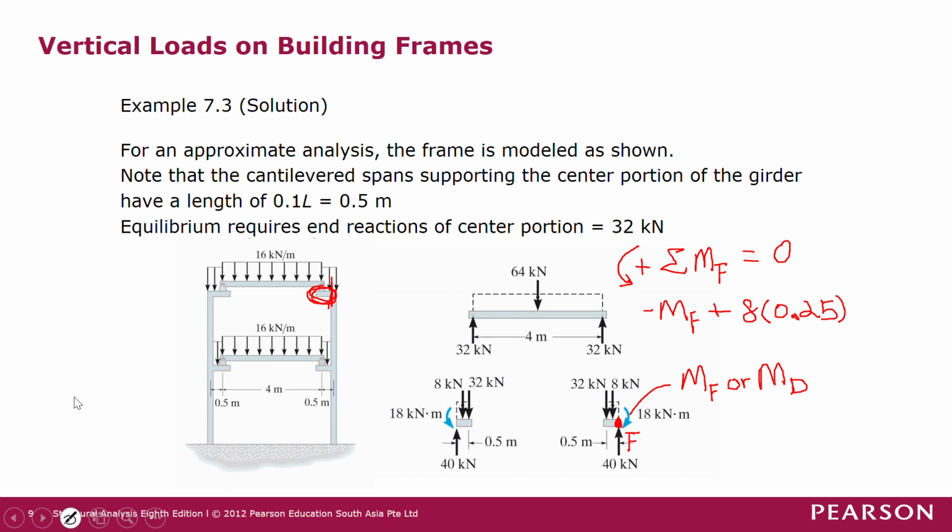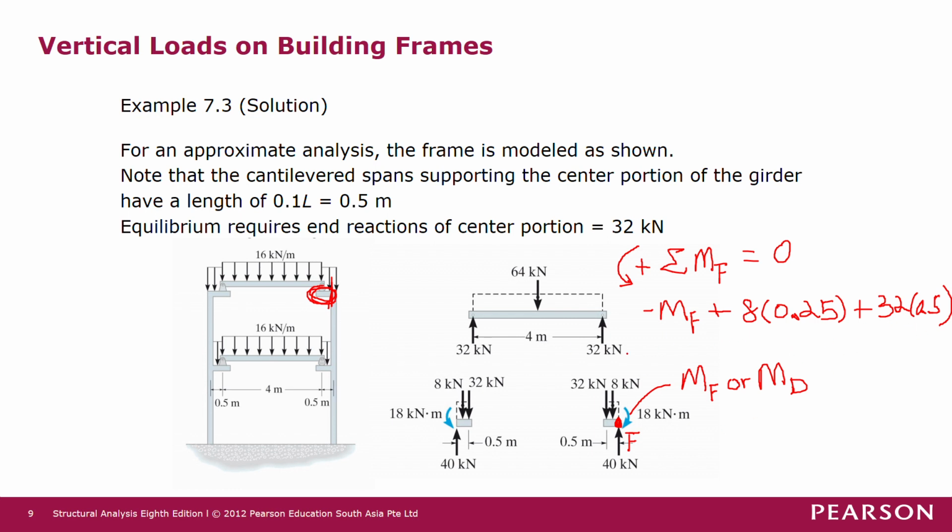Okay, and then the third component will be from this 32 kilonewton meter force. So this 32 kilonewton force has 0.5 meter moment arm to point F, and then it is an anti-clockwise moment with respect to joint F. So anti-clockwise moment, we take it as positive. So the magnitude is 32 times the moment arm, which is 0.5 meter.